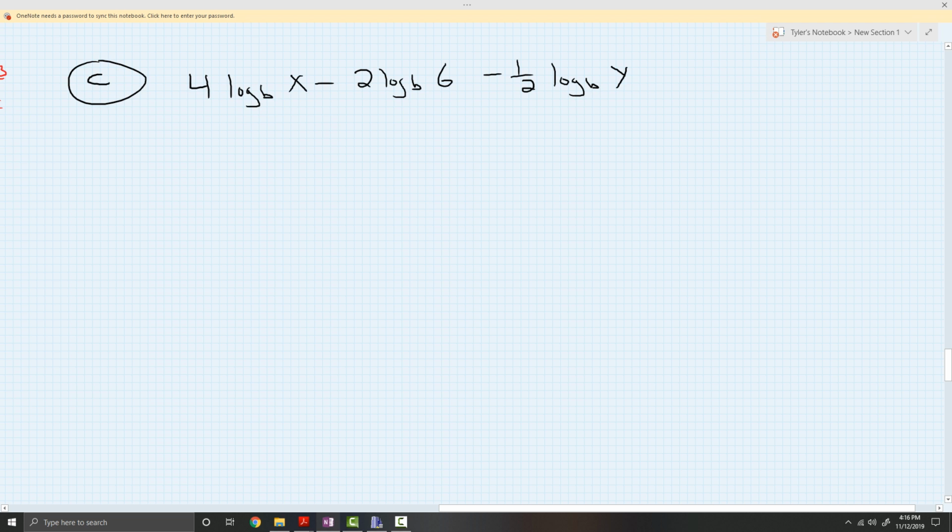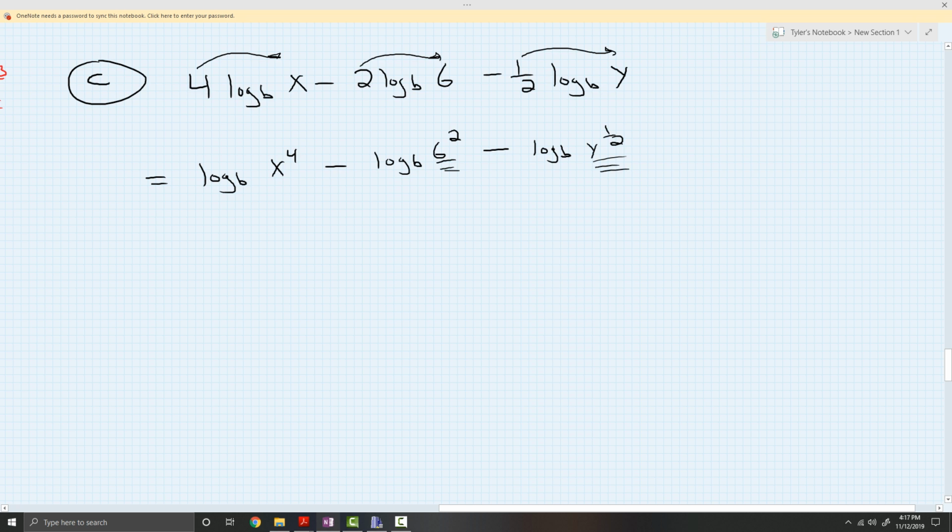So I'm going to condense this down. The first thing I would do is work with these factors and put them as exponents. So this would be log base b of x to the 4th minus log base b of 6 squared minus log base b of y to the 1/2. And I can simplify 6 squared, and I can rewrite y to the 1/2 as the square root of y. So let's do that. This would be log base b of x to the fourth minus log base b of 36 minus log base b of the square root of y.